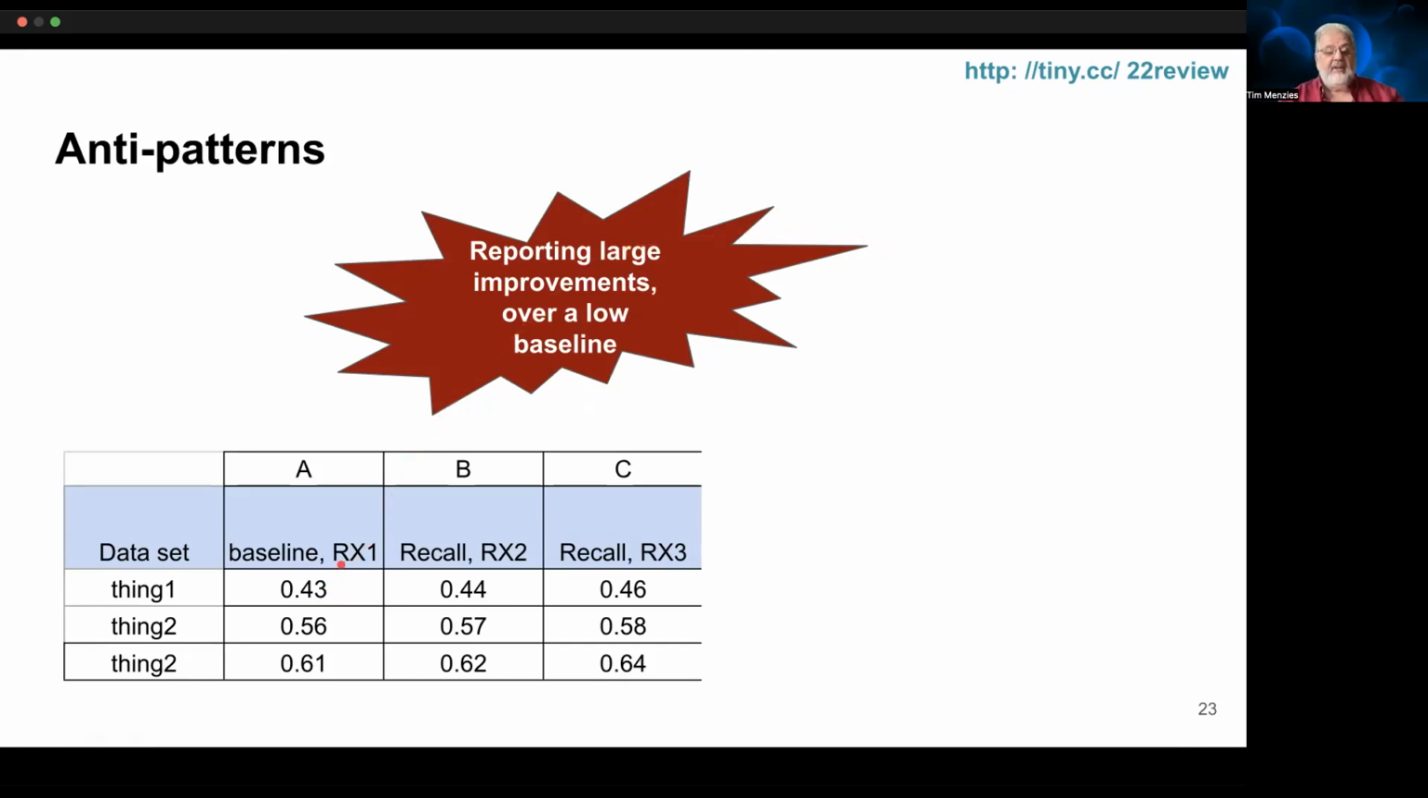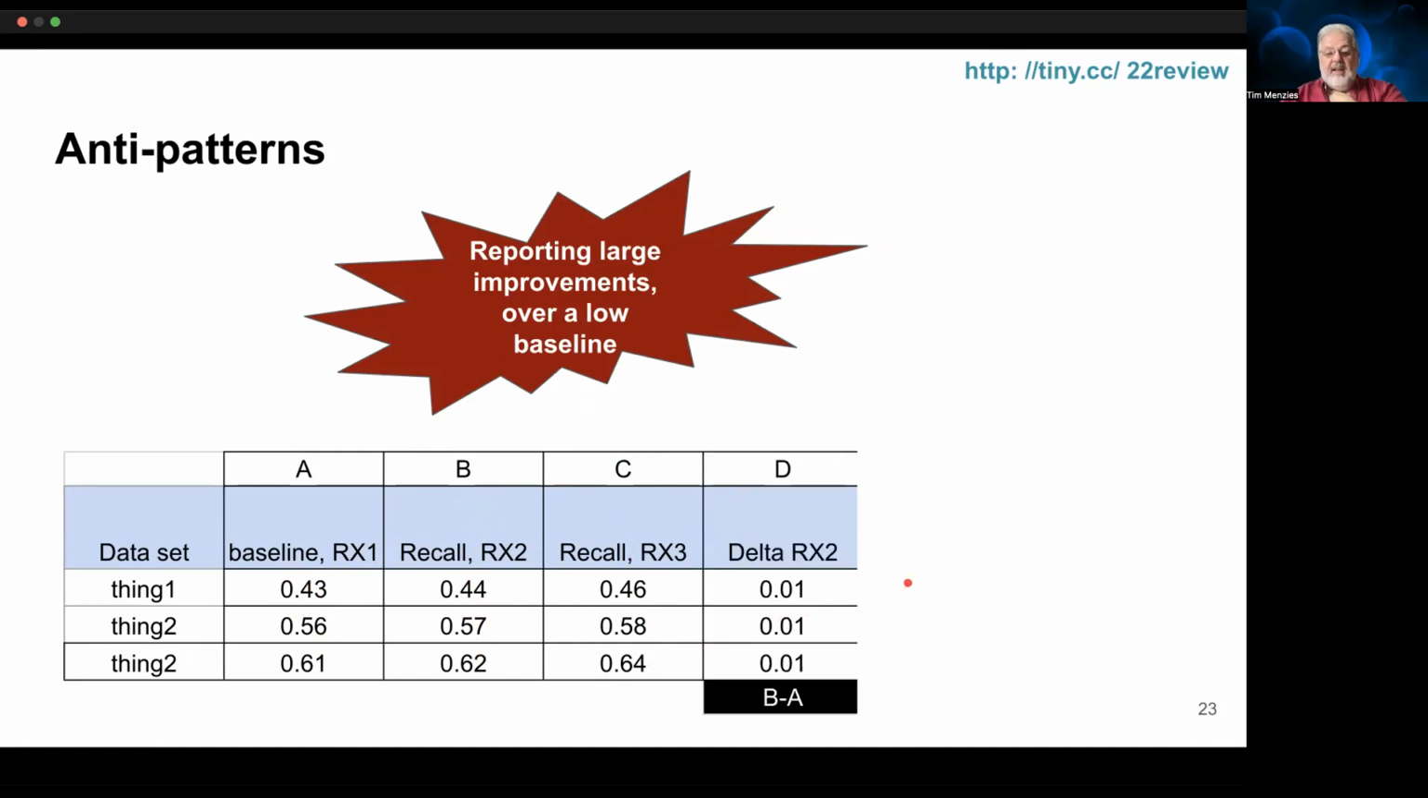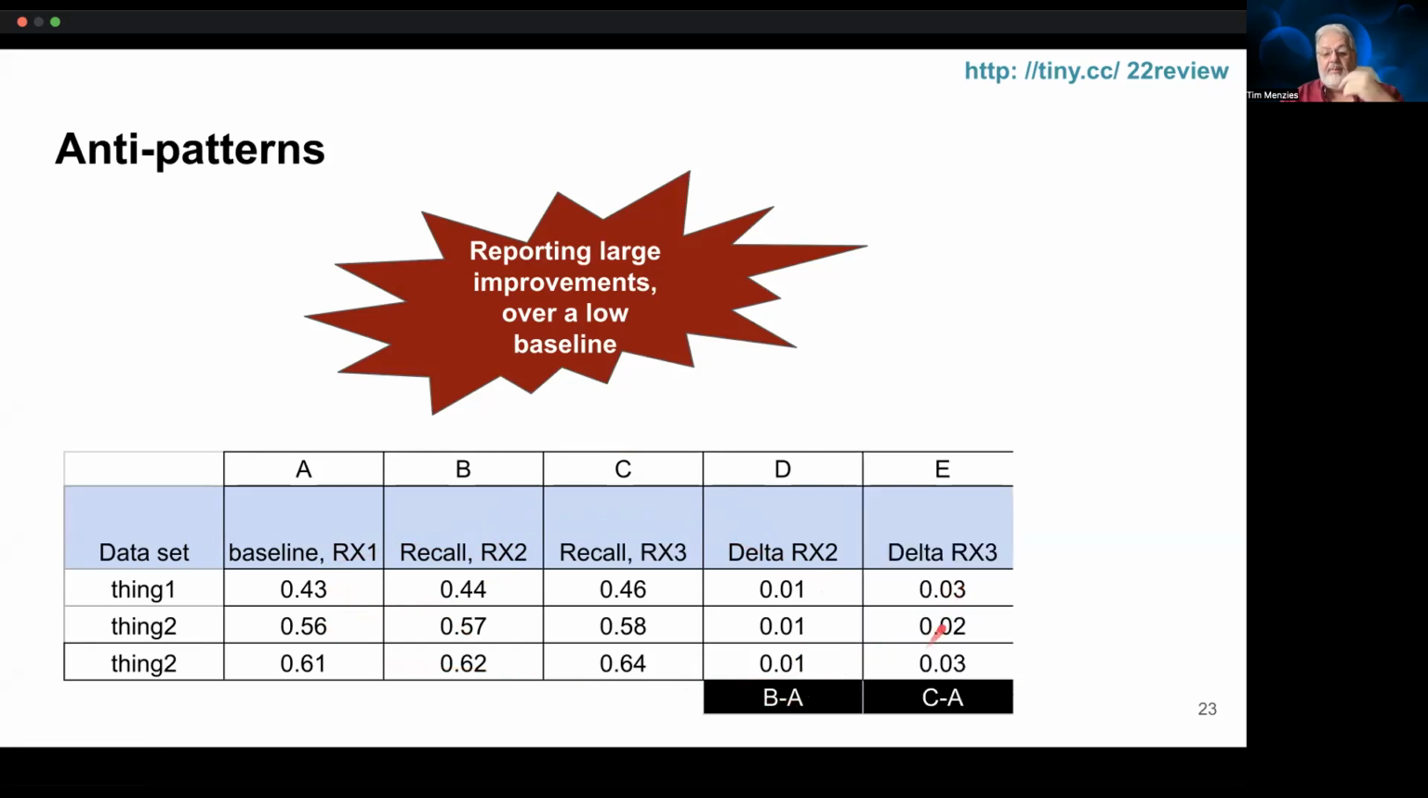So if you have a baseline, recall treatment 1, and you have 43, 56, 61, and then you have another treatment B that gives you recalls of 44, 57, 62, and another treatment C that gives you recalls of 46, 58, 64. And what you might say is that the delta between treatment 2 and treatment 1 is 1, 1, 1. Like we're going to minus these 2 numbers, B minus A. And we have another thing called treatment 3, and its delta is C minus A, column C minus column A, at which point we see improvements of 3, 2, and 3.